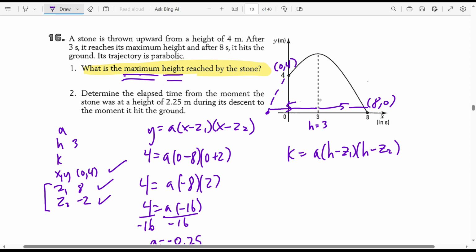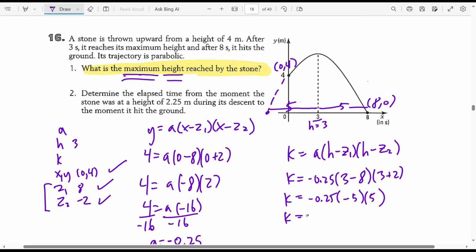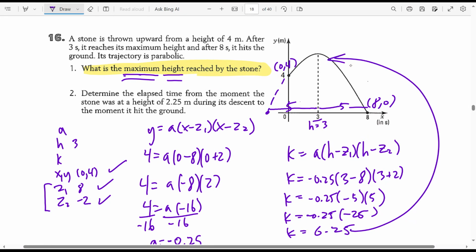Do I have the H already? Yes. 3. You told me in the beginning. So then negative 0.25, 3 minus 8, 3 plus 2. And again, when you solve for K, if these two values aren't one positive and one negative, then you done goofed. So K will be negative 0.25 times negative 25. K is equal to 6.25. Boom.